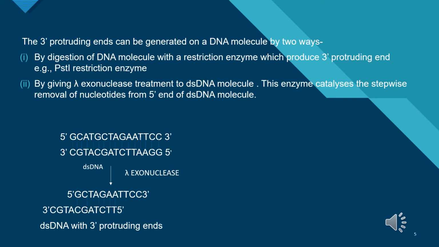Now, how do we generate a 3' protruding end for addition of a homopolymer tail? There are two ways by which we can generate a 3' protruding end on a DNA molecule. First, by digestion of the DNA molecule with a restriction enzyme which produces a 3' protruding end. For example, the PstI restriction enzyme. This restriction enzyme produces a 3' protruding end after cleavage.